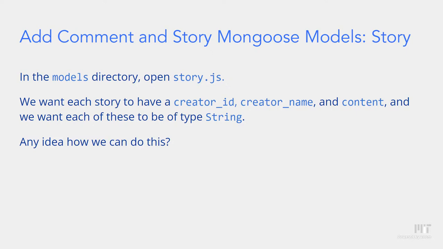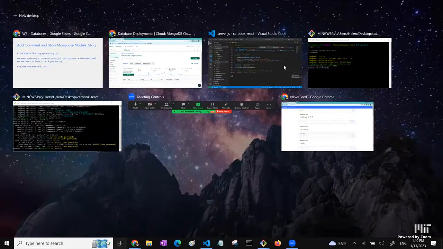So this ID field, for now, we don't really need it, since we don't have users or anything. And I want each of these to be of type string. So we're going to just be creating a schema with just creator name and content. So let's do that.